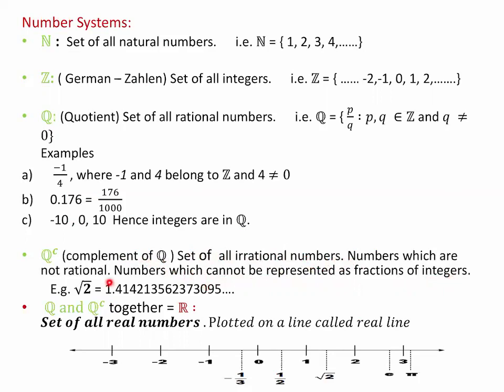So every fraction can be written as a decimal. Therefore, when you are writing rationals here, you could write 0.176 as 176 over 1000, but you cannot do the same with root 2. If you consider 2 by 3, this can be written as 0.666 and so on. This 6 repeats infinitely many times. That cannot be done with root 2 over here.